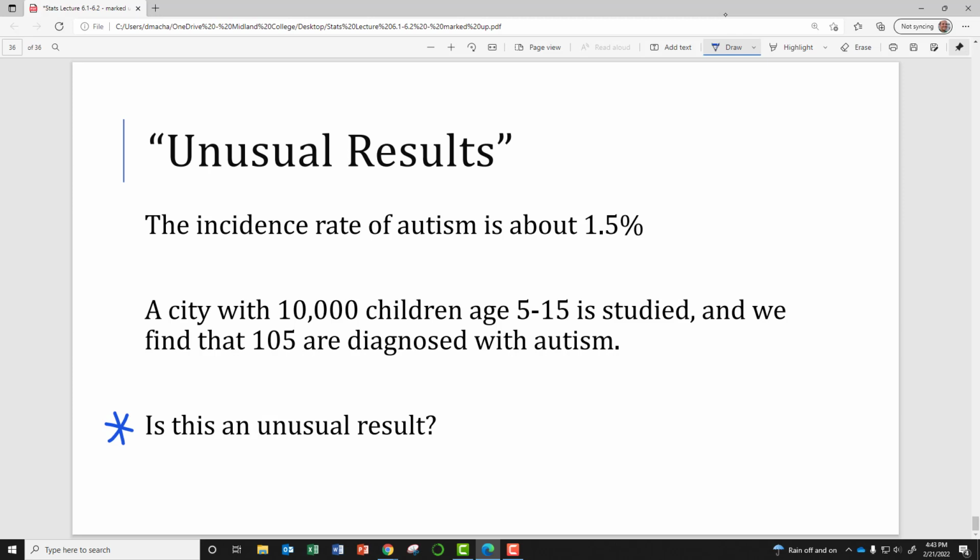But for this example, let's use our rule that we just talked about to determine if this particular result, 105 out of 10,000, is unusual or not. So in this case, we're talking about a binomial distribution, and maybe it's not super obvious, but each child represents a Bernoulli trial.